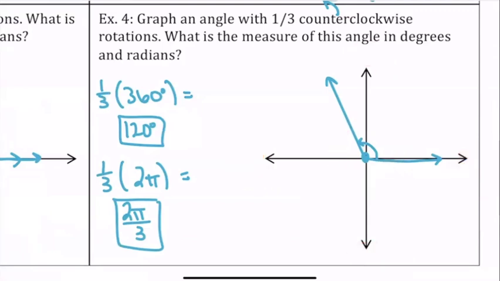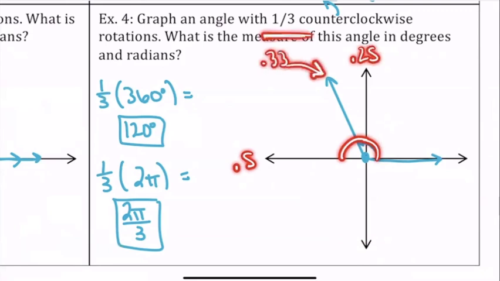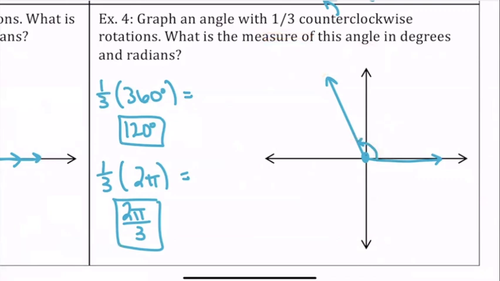So what I figured out was, here is a quarter and that's a half, that would be 0.5, that's 0.25, and 1/3 is 0.33. So I put it somewhere in this vicinity over here. And that ended up being 120 degrees because 1/3 times 360 is 120, or 2 pi thirds because 1/3 times 2 pi is 2 pi/3.